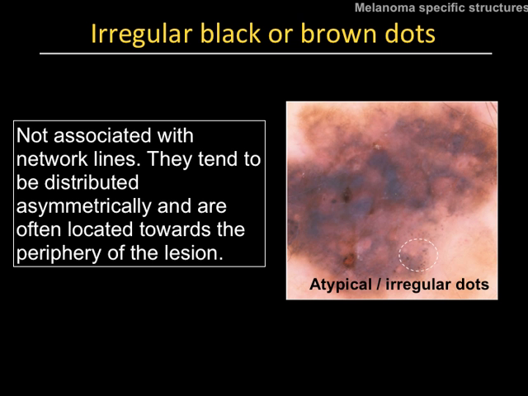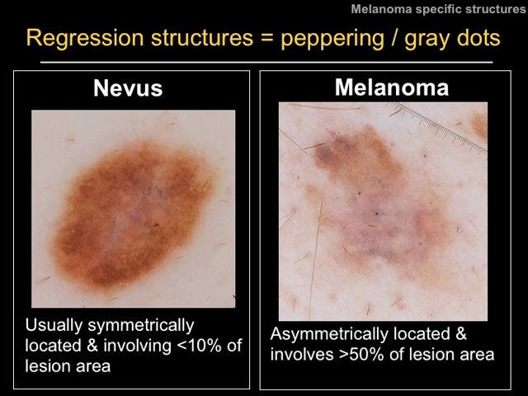Irregular dots are those found towards the periphery of the tumor and not associated with network lines, as is the case in this melanoma. Blue-gray dots, or granularity, can also be classified as regular or irregular. Blue-gray dots that encompass less than 10% of the lesion's surface area in an otherwise benign-appearing nevus are considered regular.